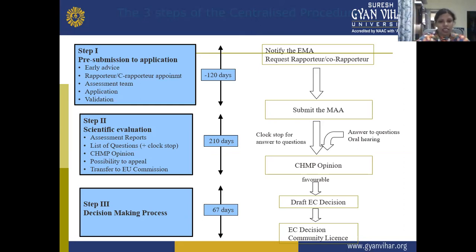And this three-step process is there. In the first step, the EMA is notified. In the second step, the MAA submission is there and the CHMP opinion is there. Then in the last step, the EC drafts a decision, gives the decision, and gives the community licensing.